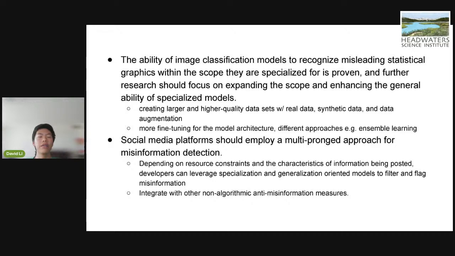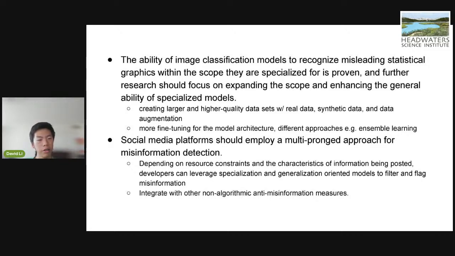We've proven the ability of image classification models to recognize misleading statistical graphs within the scope that they are specialized for. As a result, further research should work on expanding that scope, enhancing the ability of these models to perform in more general tasks. Future research can work on this by creating larger and higher quality data sets with real data, combined with some synthetic data if necessary, and employing some data augmentation techniques.